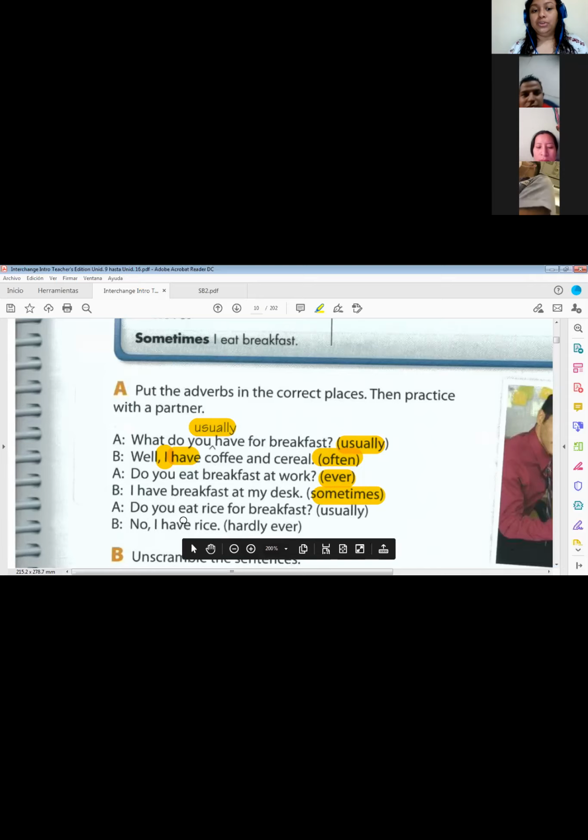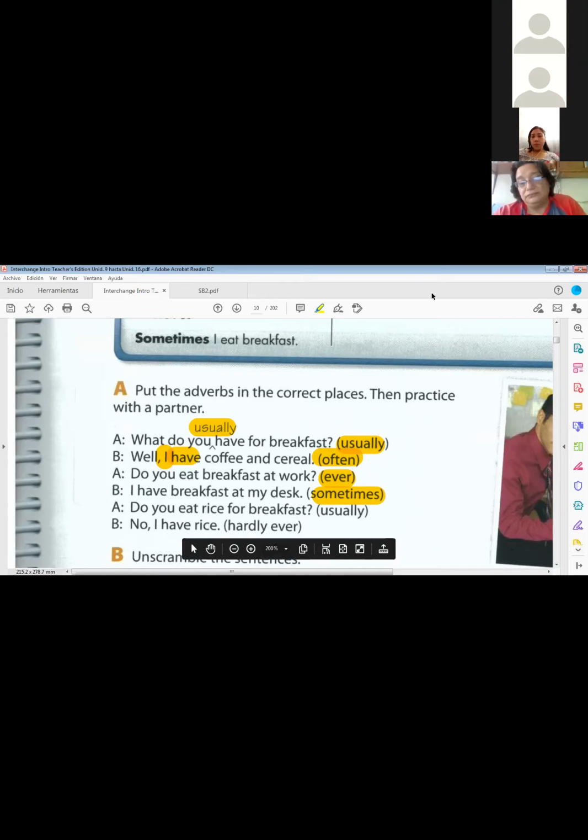Let's see. Do you ever eat rice for breakfast? Rice? No. I rarely eat rice. Oh, you rarely eat rice. Okay. I love rice. I eat rice every day, but not for breakfast. Okay. Very good. Okay, good job.